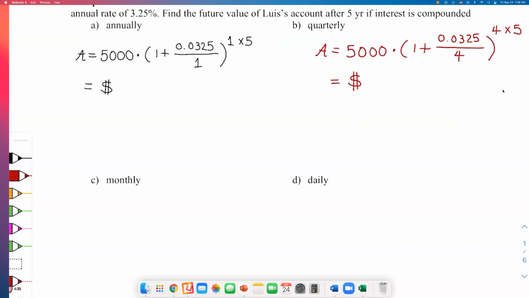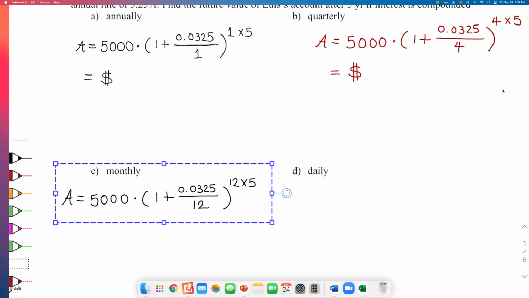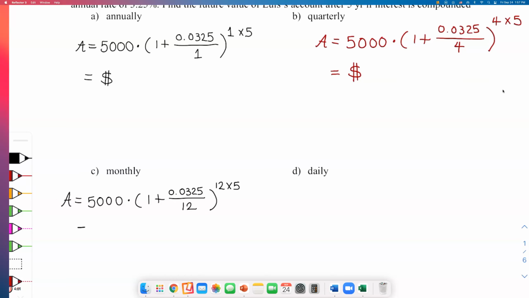All right, let's go down here and do monthly, okay? The future value is going to be $5,000 times 1 plus 0.0325. But how many months do we have in a year? 12. And how many months do we have in a 5-year period? 12 times 5, so the exponent is going to be 60. So if we do that, we will get the answer. All right, let me set up the last one and I'll open up a calculator, okay?